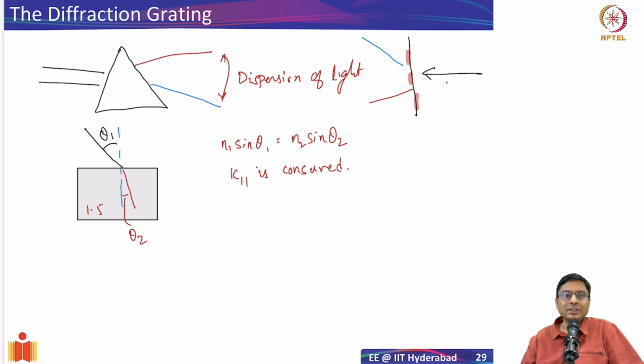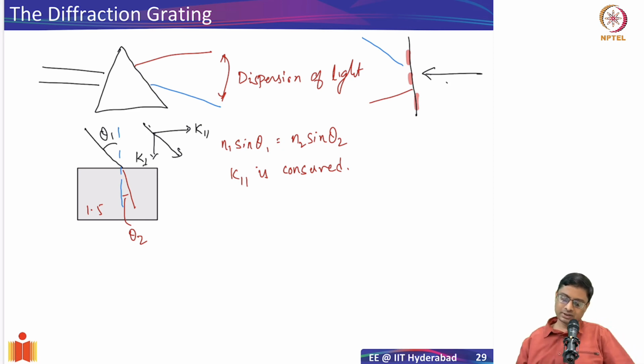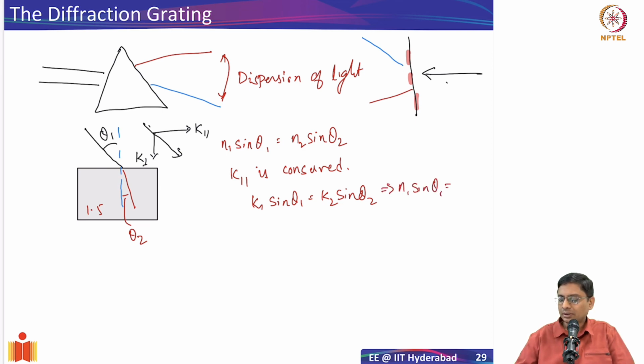So when you have k parallel conserved, we immediately showed that if you have a wave which is incident in this direction, you can think of a k parallel and a k perpendicular. So k parallel effectively is going to be, in this case, k sine theta. So basically k1 sine θ1 equal to k2 sine θ2, and that is why you will get the expression, this implies n1 sine θ1 equal to n2 sine θ2. This is what we have seen.